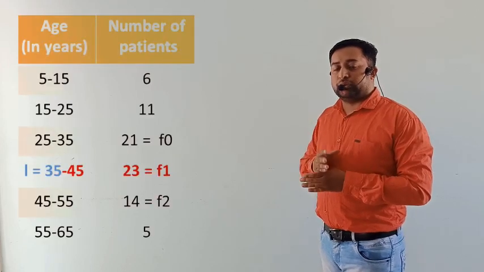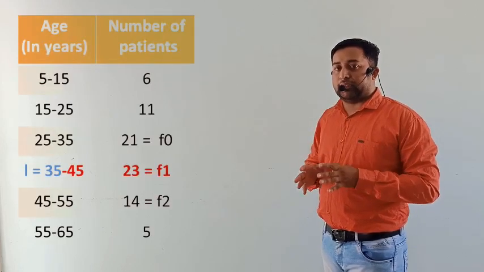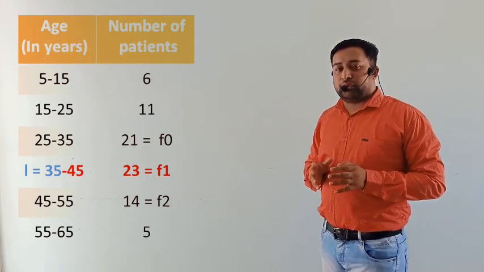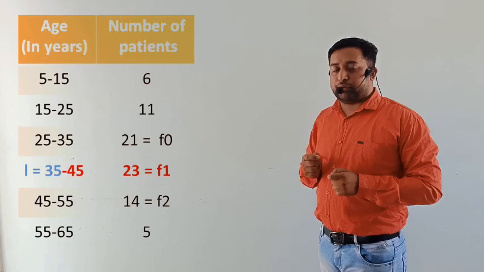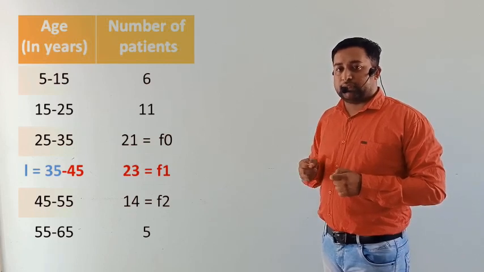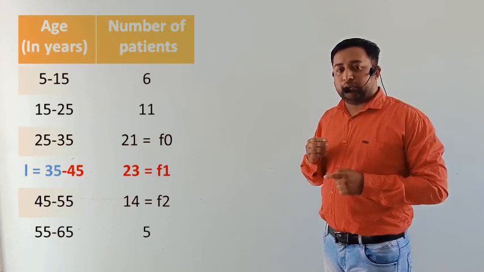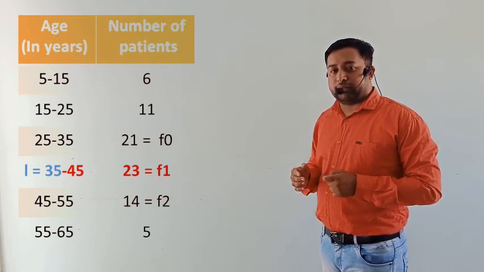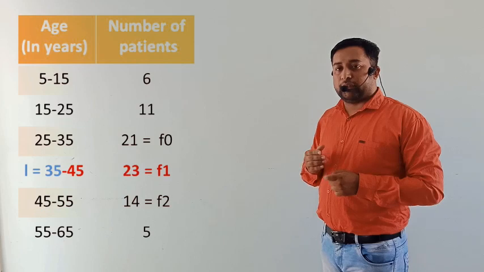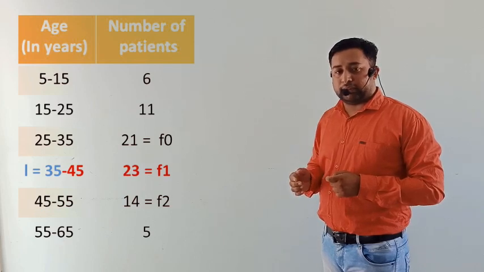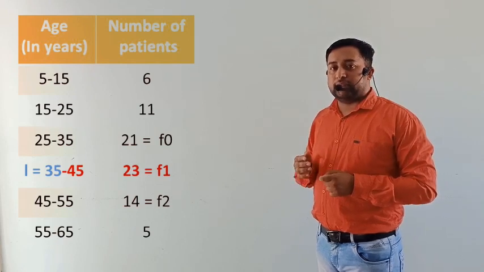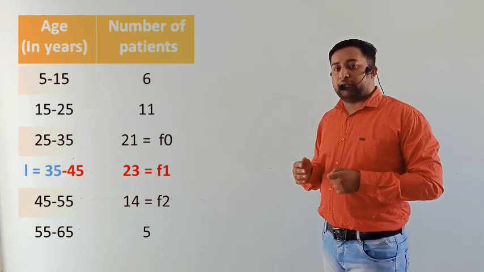Now what was the second thing which I need to find? It was given as mode. For the mode, you do not need anything else. Your question is your table. Look, 5 to 15, 6 frequencies, 15 to 25, 11 frequencies, 25 to 35, 21 frequencies, 35 to 45, 23 frequencies, 45 to 55, 14 frequencies, and 55 to 65, 5 frequencies.